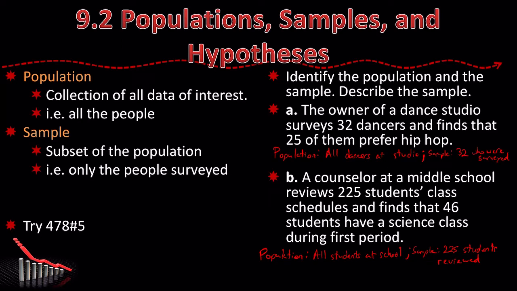Why don't you pause this and try number 5. And when you're done, the population is adults over 18 in the USA, and your sample is going to be the 1,152 adults who were surveyed.